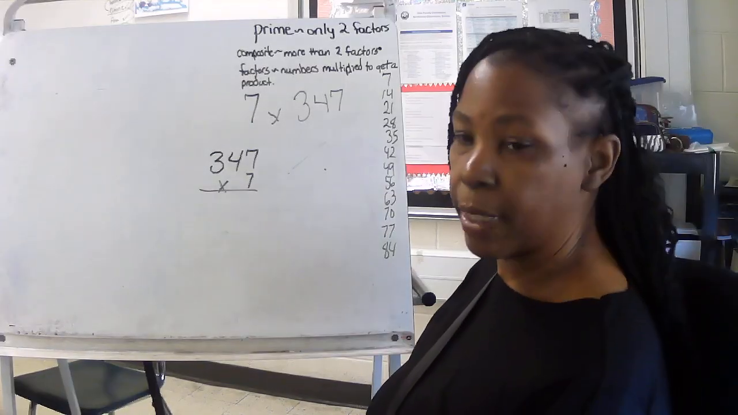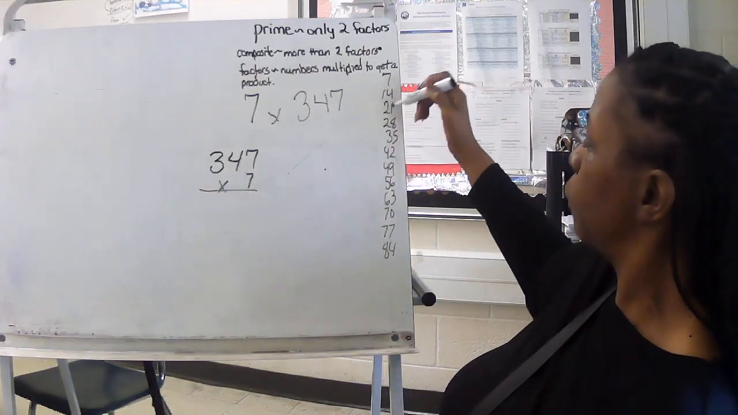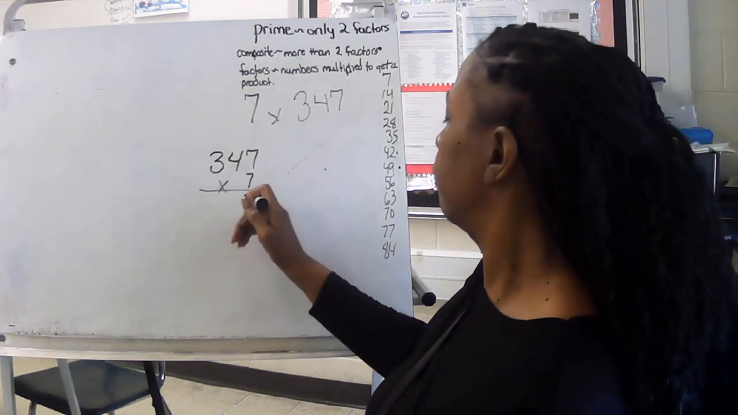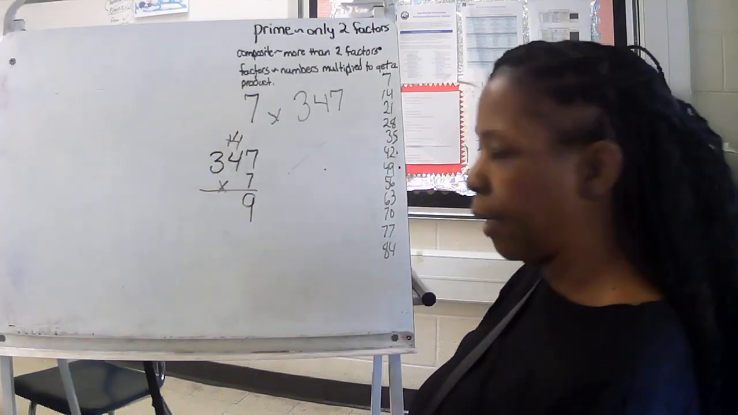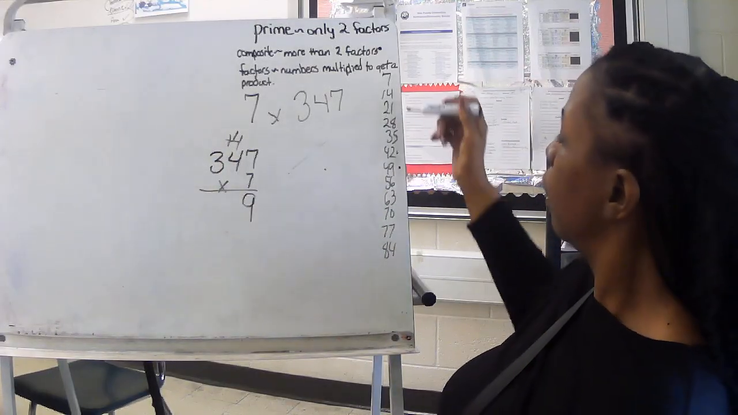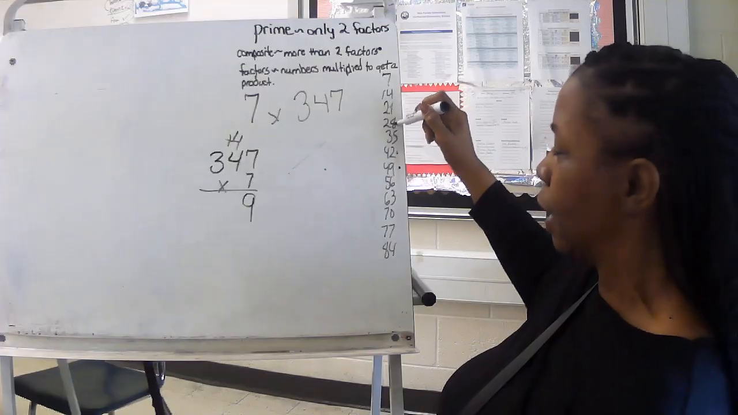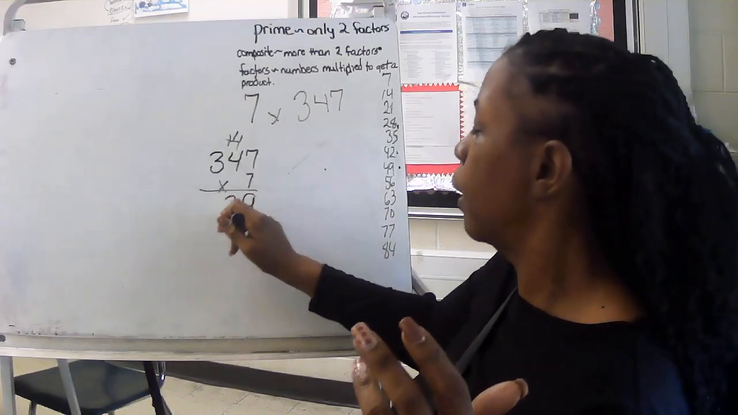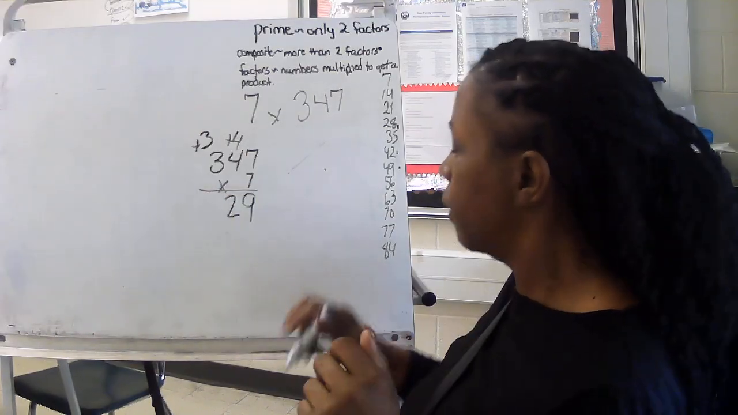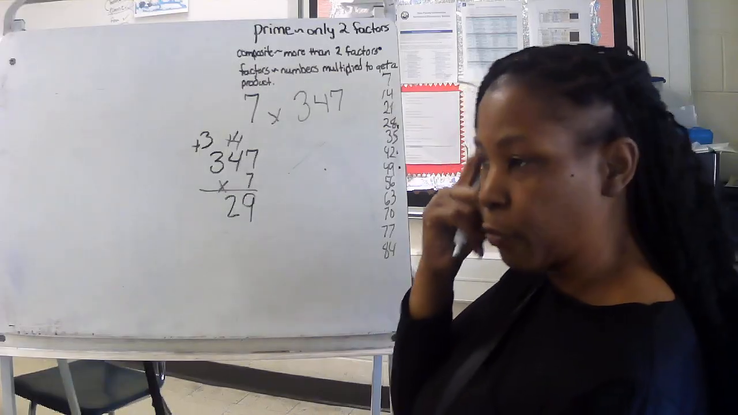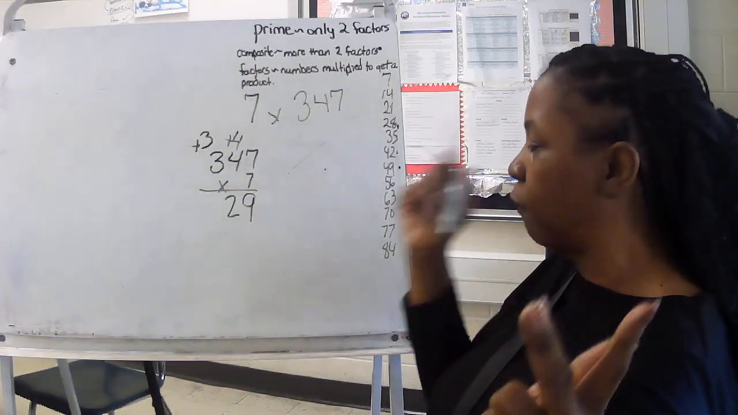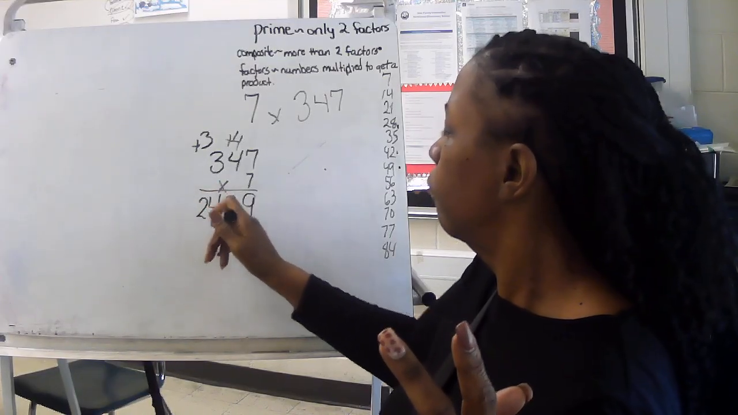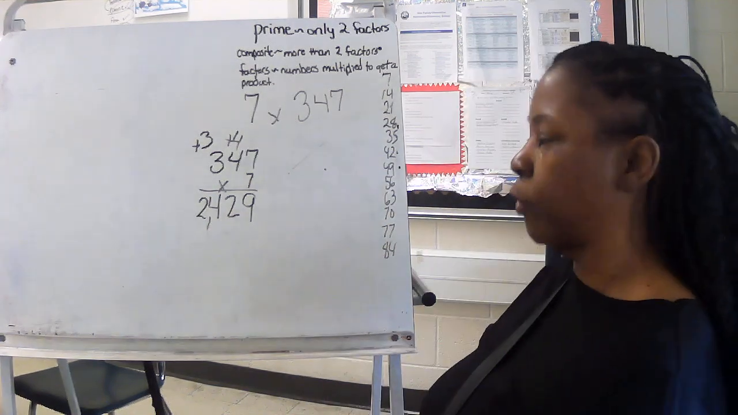Okay? 7 times 7 is 49. I'm going to go down 1, 2, 3, 4, 5, 6, 7. And so 9 goes here. Plus 4. And now I have 4 times 7. Go down 4. 1, 2, 3, 4. That's 28. 28 plus 4, 28, 29, 30, 31, 32. 2 goes here, plus 3. 7 times 3, 1, 2, 3 is 21 plus 3, so 21, 22, 23, 24. And so we have 2,429.